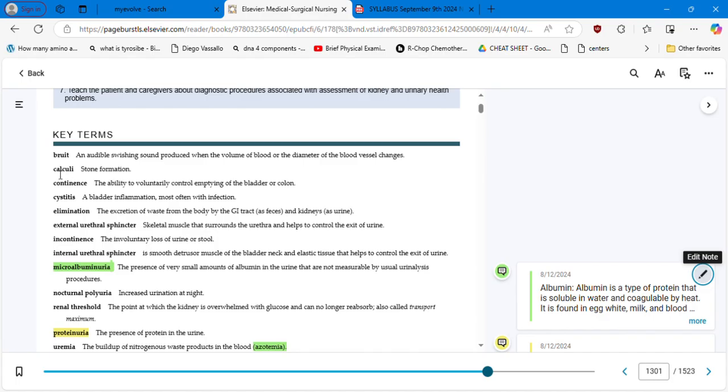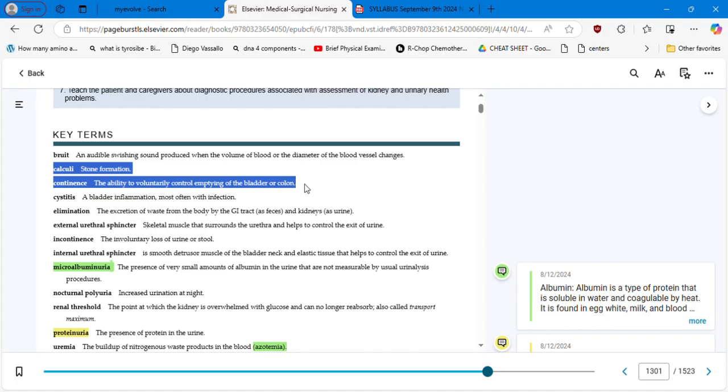Continence is the ability to voluntarily control emptying of the bladder or colon. Cystitis is a bladder inflammation, most often with infection. Elimination is the excretion of waste from the body by the GI tract. The external urethral sphincter is a skeletal muscle that surrounds the urethra and helps to control the exit of urine. Basically, this is the anatomy and physiology, right?